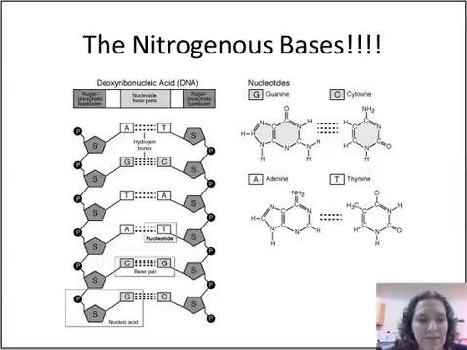They're bonded together by hydrogen bonds, and you can see here by the little dashed lines, there are 3 hydrogen bonds bonding guanine and cytosine, and 2 hydrogen bonds bonding adenine and thymine. You don't need to have that memorized for the IB.